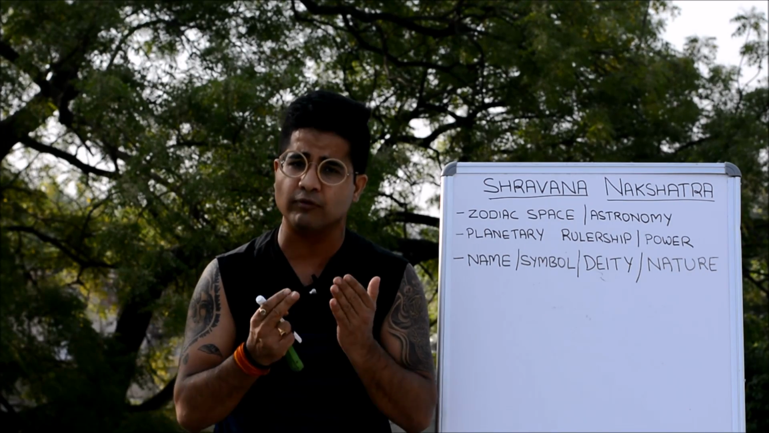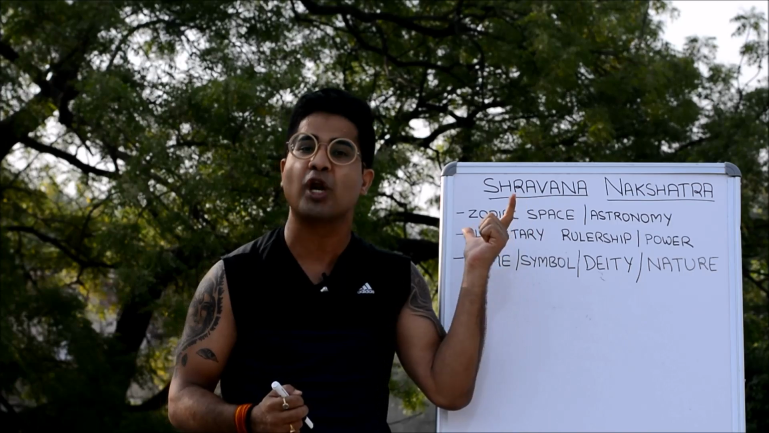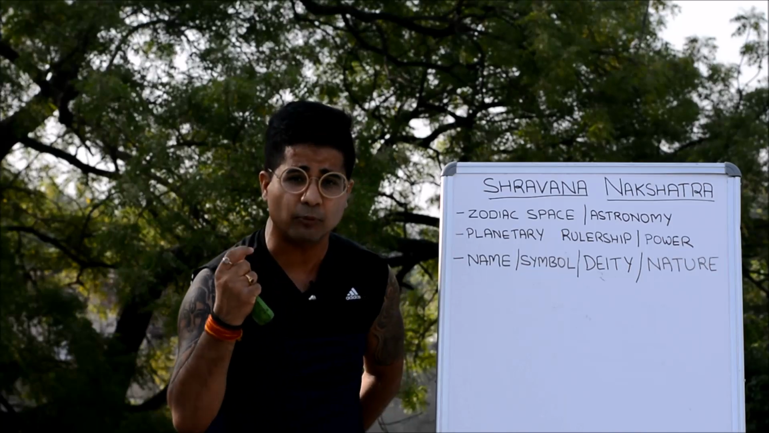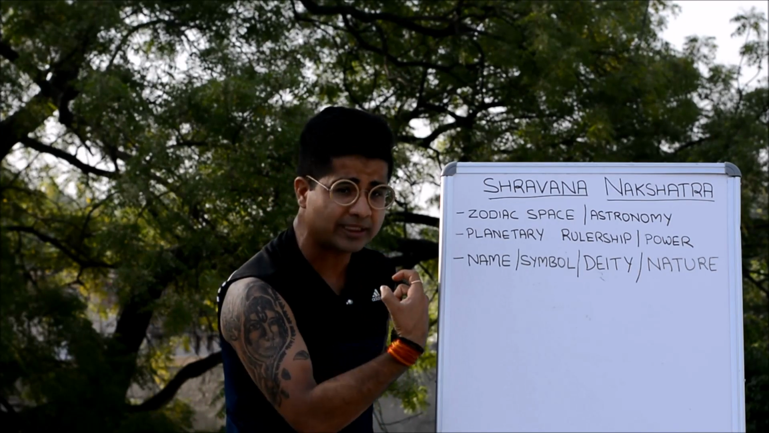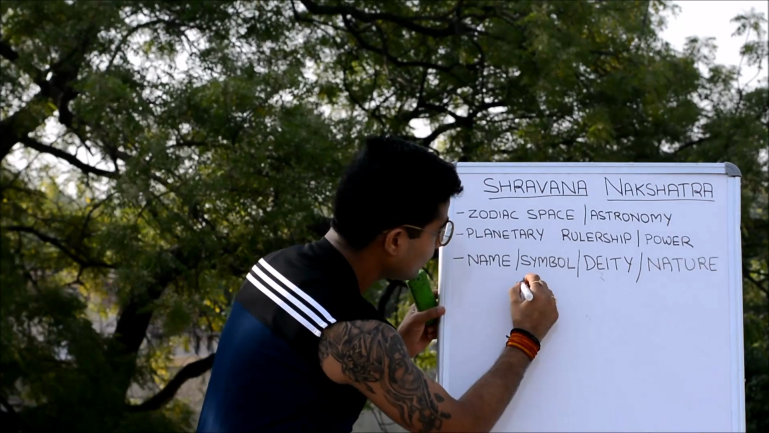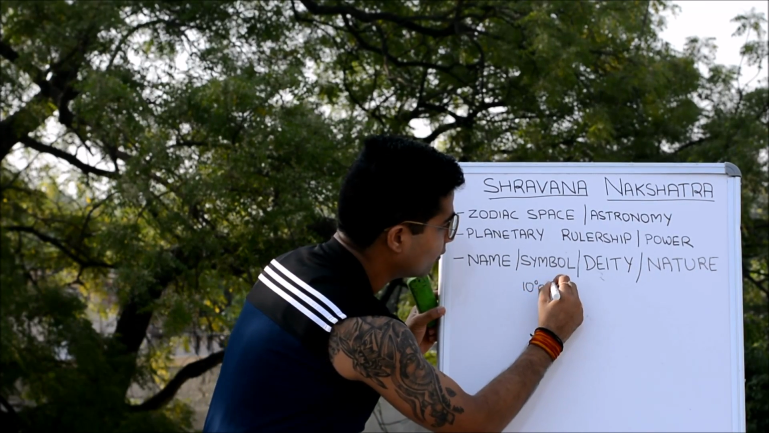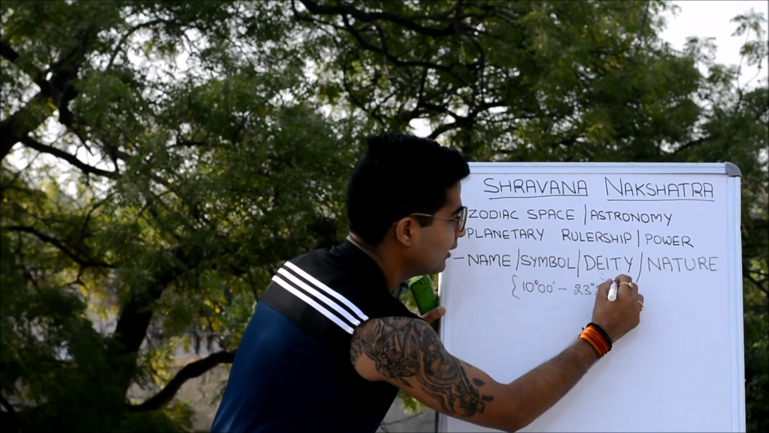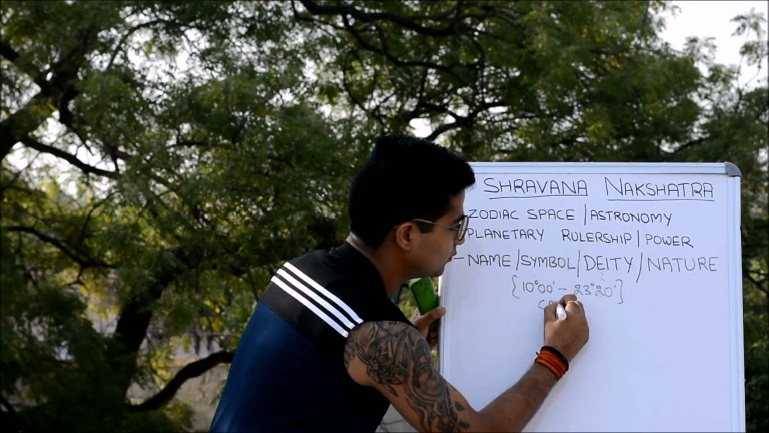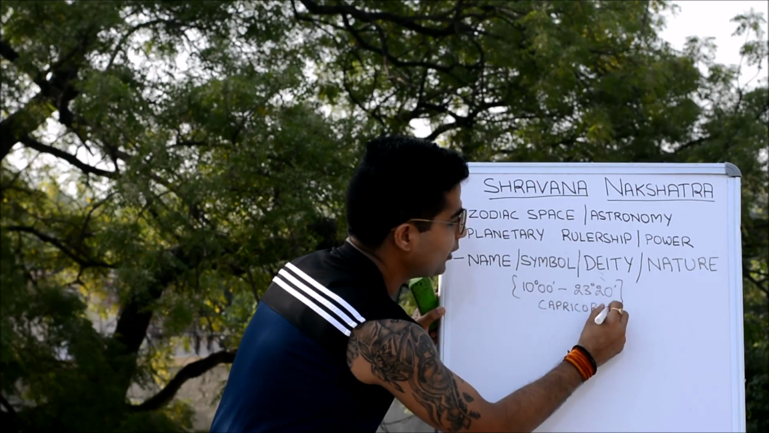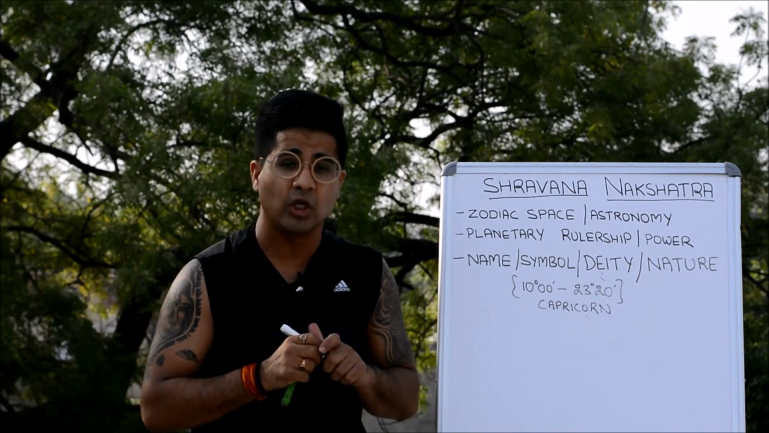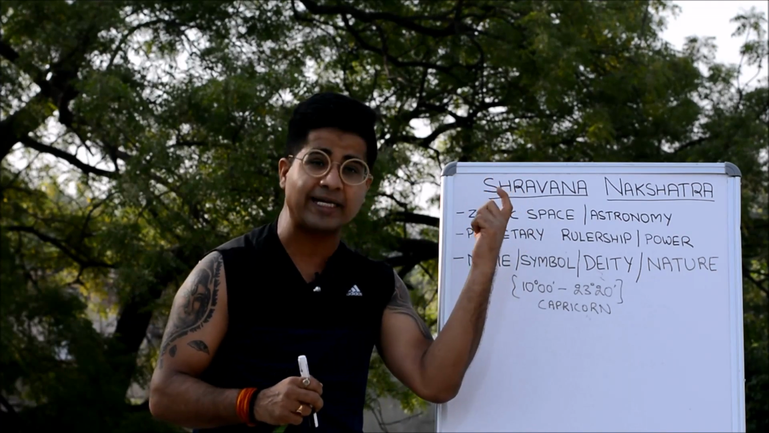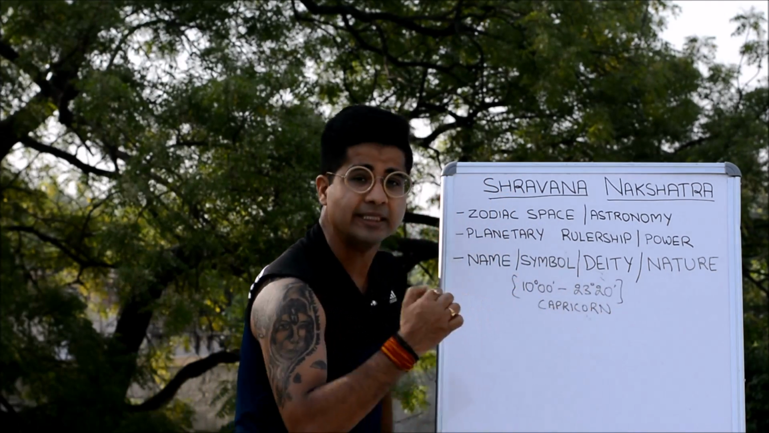Now we will start our discussion fresh on the nakshatra number 22, the Shravana Nakshatra. So the first thing is about the zodiac space. This nakshatra falls deep within the Capricorn sign, completely within the Capricorn sign, from 10 degrees reaching till 23 degrees 20 minutes within the Capricorn sign. So Capricorn is a sign ruled by the planet Saturn, which is all about good organizational abilities, which is all about practicality. So you will find the domain of this nakshatra completely within the Capricorn sign.